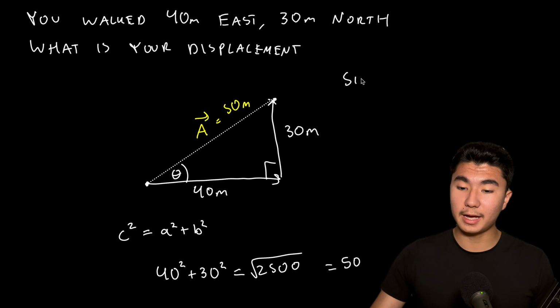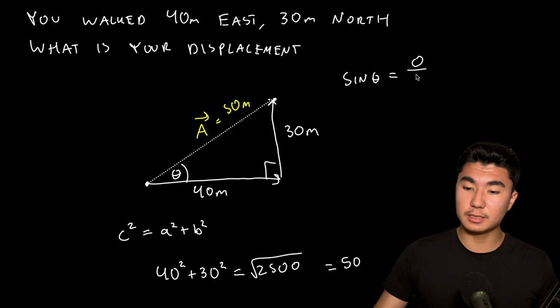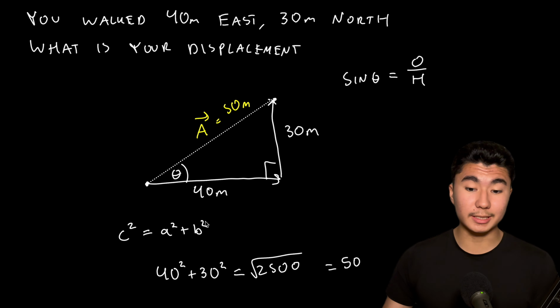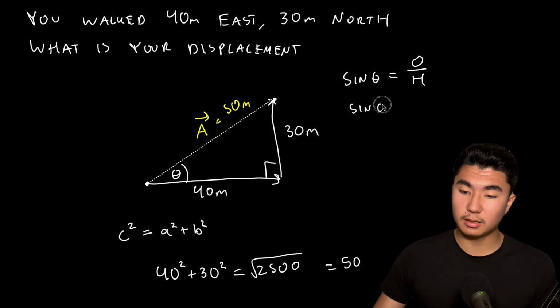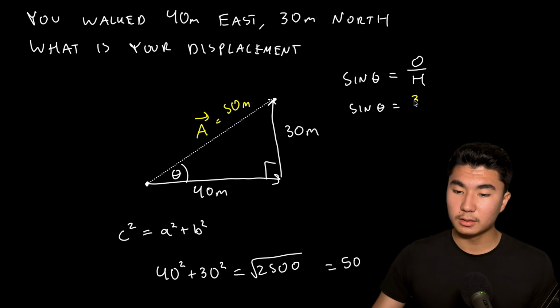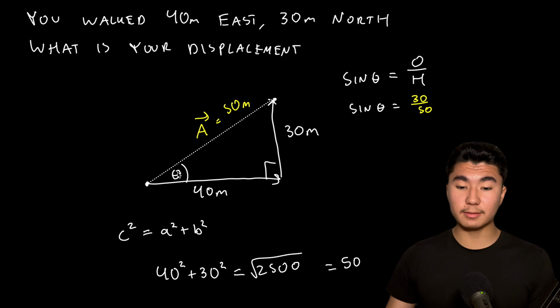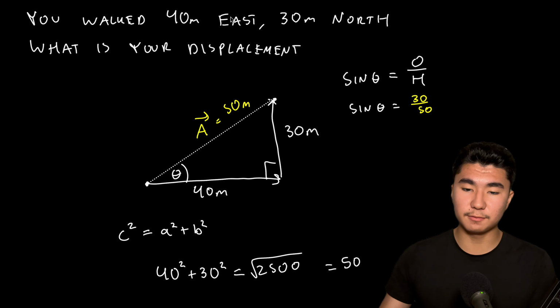So we have sine theta equals opposite over hypotenuse. I just abbreviated: O is opposite, H is hypotenuse. So in this example right here, our opposite would be 30, our hypotenuse would be 50. So for this example right here, sine of theta equals, and let me do this in a different color, 30 over 50 for this example specifically. Because looking at our theta, the opposite is 30 meters and the hypotenuse is 50.